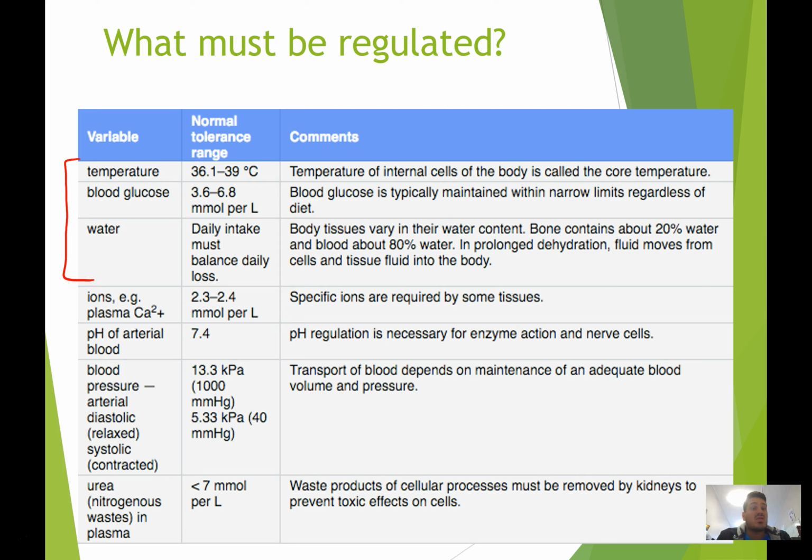Blood glucose, so the amount of sugar in our body, is very important that we maintain within this narrow limit of 3.6 to 6.8 millimoles per litre. All right, and then water levels, you need to make sure that you have the right amount of water in your body. Too little water and you die. Too much water and you die. Okay. Lots of other factors. We've got things such as other ions, pH, blood pressure, urea, which is your wastes inside your blood. You don't have to know these in more detail, but just be aware that they are there.